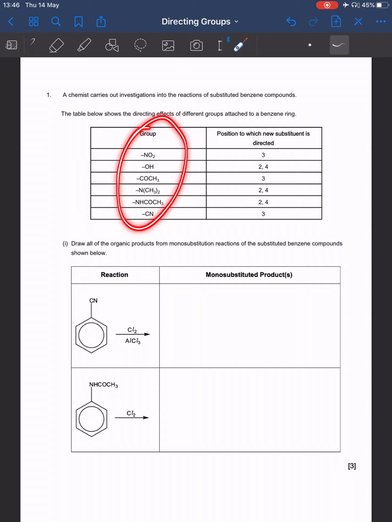here, and then we've been told, hold on, NO2 we know about, is 3 directing. OH is 2,4. And then we've got a whole load of ones that we don't know about, or we're not expected to learn, but that's because we're being told where they direct to. And we can then just apply that information.